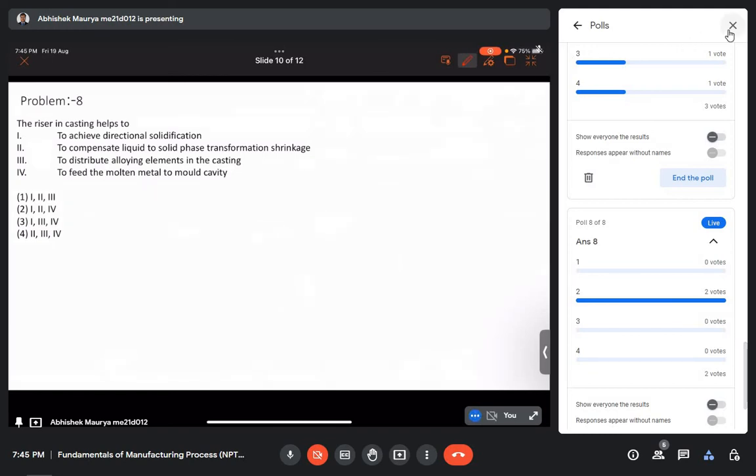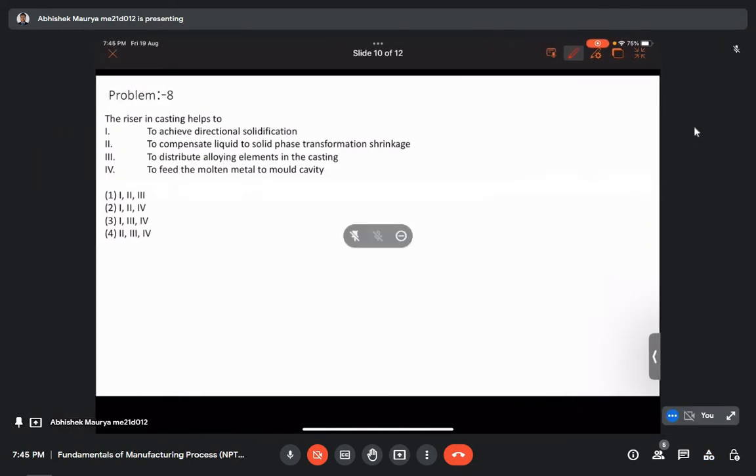Okay, I have received a couple of responses. Let's try to solve it together. What is being asked in the question is what are the functions of the riser. So if you can remember, then we can quickly make a diagram.